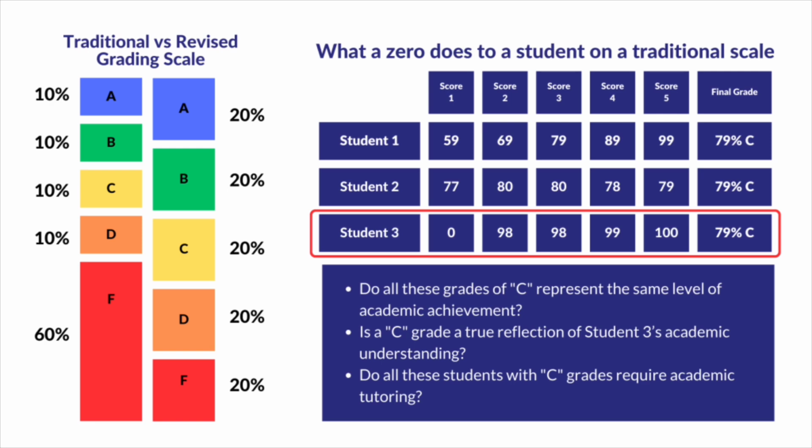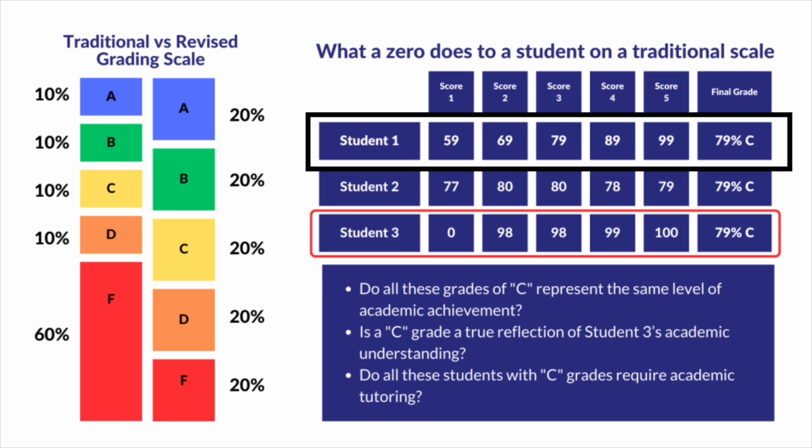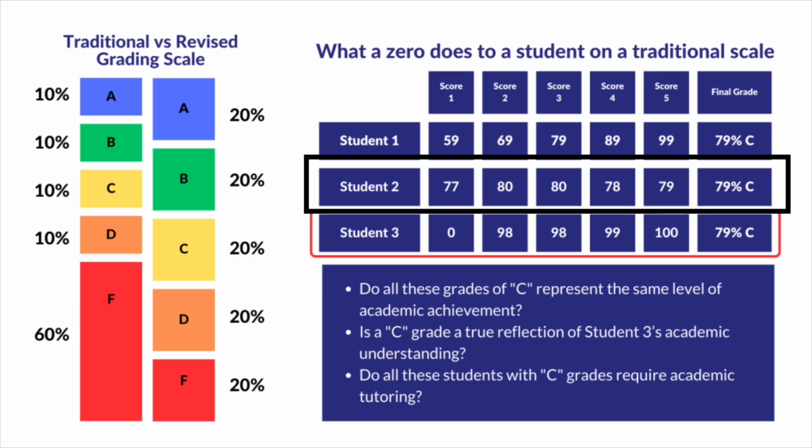We have 3 different students, student 1, student 2, student 3. They've all taken 5 different tests. You can see student 1 started off poor but then got better. They showed growth, and their final grade is a 79, a C. Student 2 has been pretty consistent, getting about high 70s, low 80s, and their grade average at the end is 79, a C.